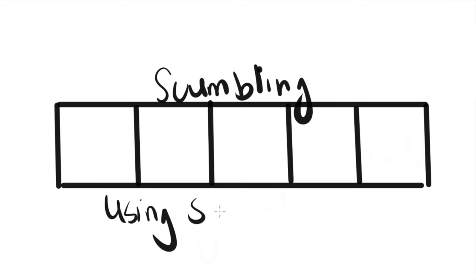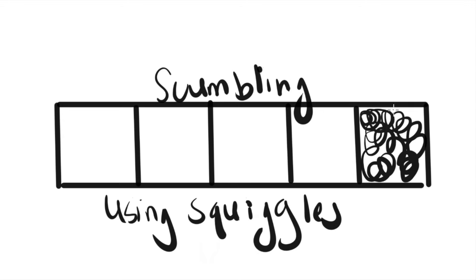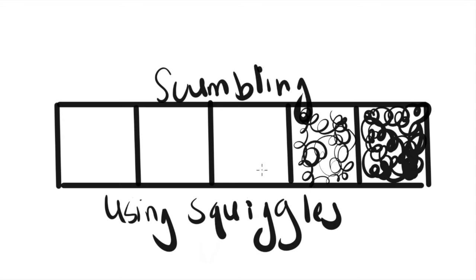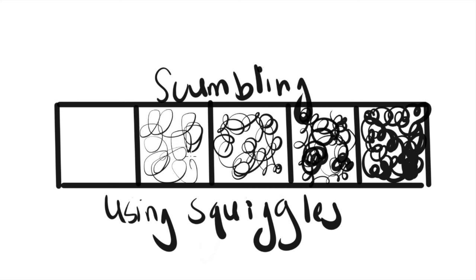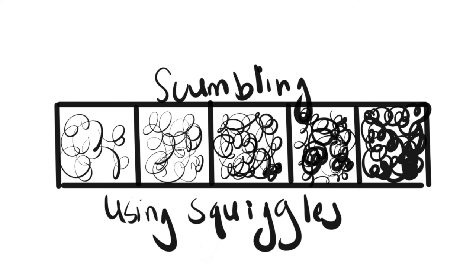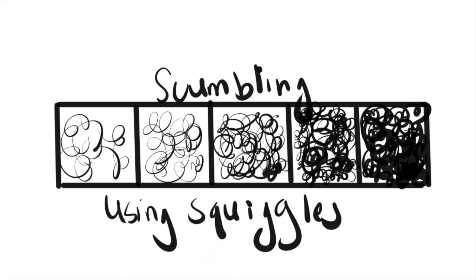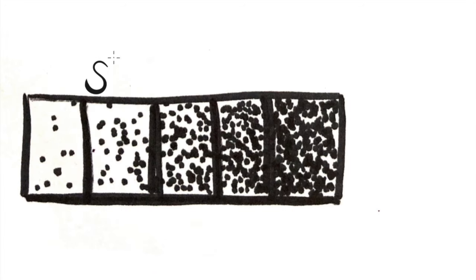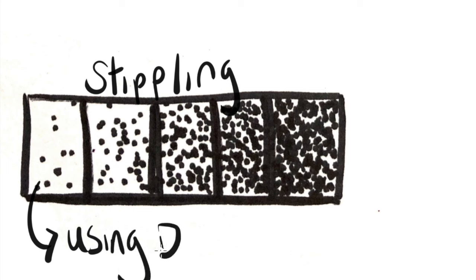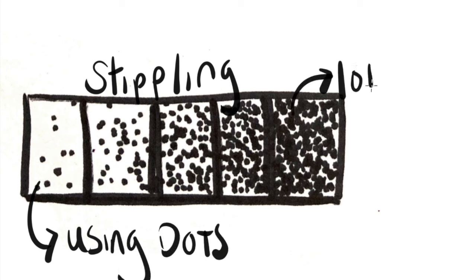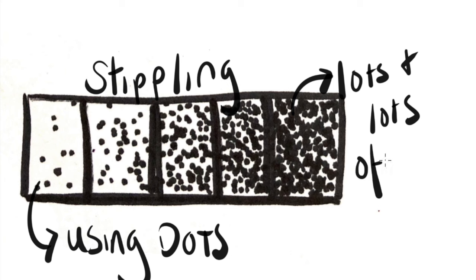Another technique is called scumbling. This is where the artist uses squiggly strokes and expressive mark making to create a sense of value. This technique is really fun for expressive mark making and getting a little looser with your tools. Quite the opposite is a technique called stippling. This is a very intricate, controlled process using dots. Lots and lots of dots.